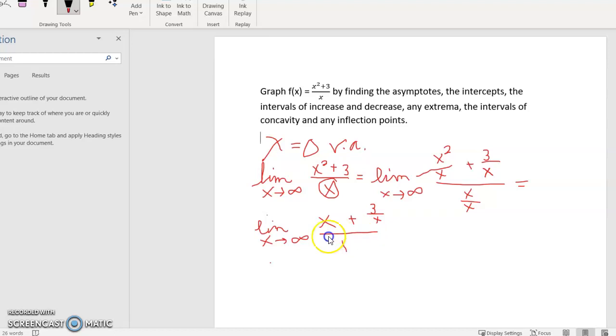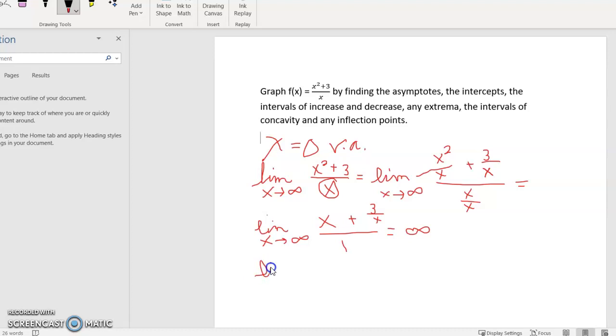Alright, now, recall, as x goes to infinity, any fraction that has x in the denominator will go to 0. So 3 over x is going to go to 0. 1 on the bottom is going to go to 1. And then x, as we put really large values in, is going to go to really large values. So this is going to infinity. Okay, so that's not yielding us a horizontal asymptote.